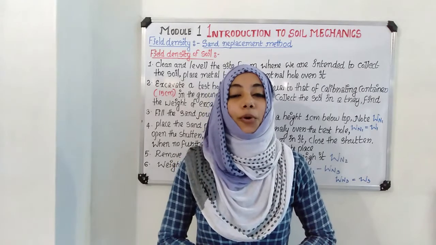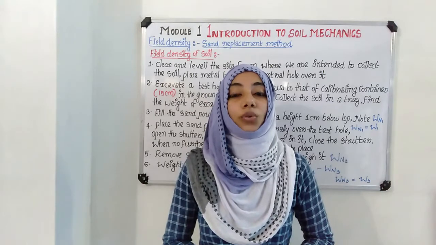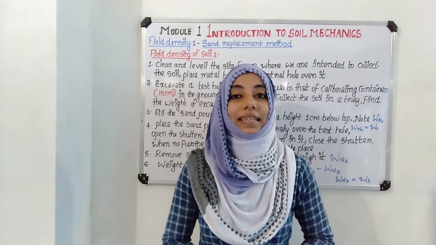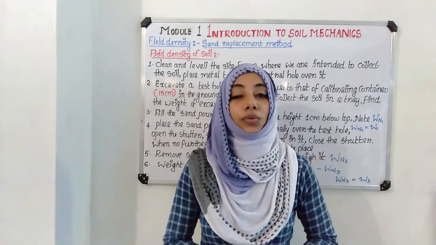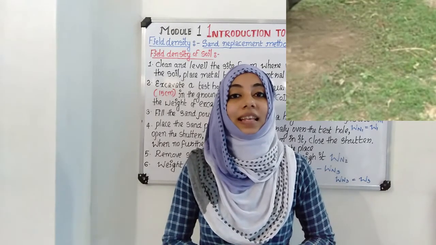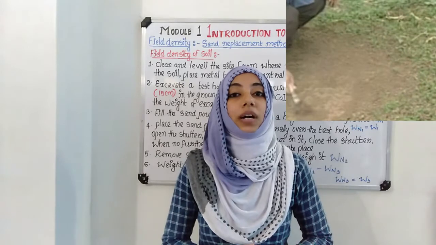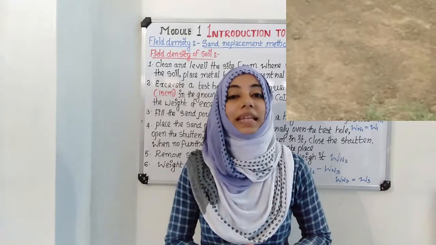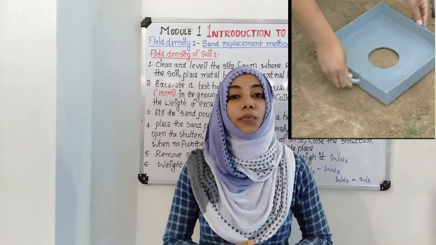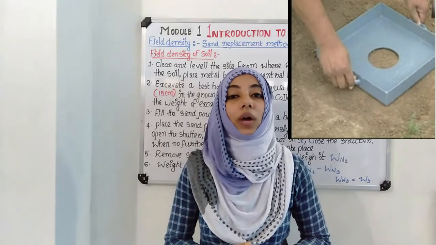Field density of soil. Next we have to determine the field density of soil. For this, first we have to clean and level the site from where we intend to collect the soil. Place the metal tray with central hole over it.